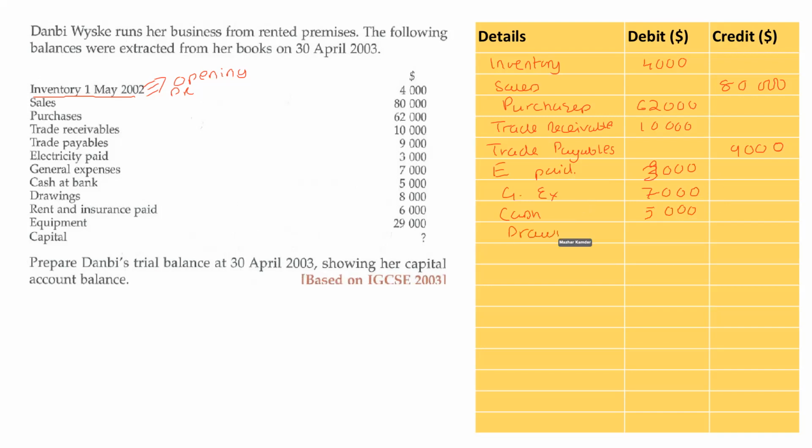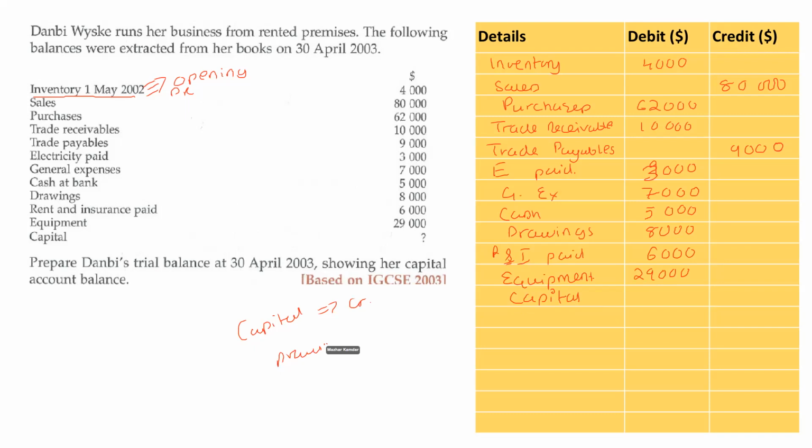Drawings always has a debit balance. These are the goods you've taken for your own use. Rent and insurance paid, this would again have a debit balance. It is an expense. Equipment are your assets. It has a debit balance. Capital, if you see, is a question mark. You should always know that capital has a credit balance always, and drawings always have a debit balance.